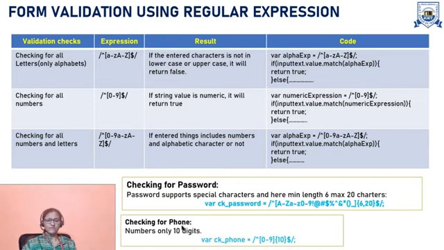Same case for the phone. Phone is numbers only, 10 digits. For that, check phone equal to this between the slashes. This is the start, this is the stop, and here we have given 0 to 9, meaning only digits are allowed there. The digits are from 0 to 9, nothing other than that. And the total number of digits must be 10, not more than that, and not below 10. So this way we can check for the phone.